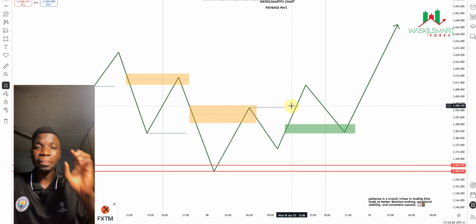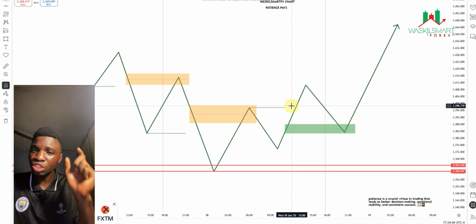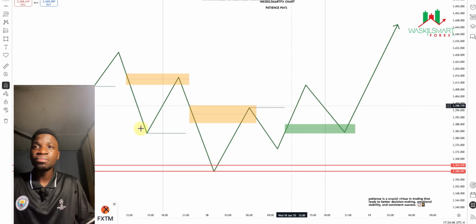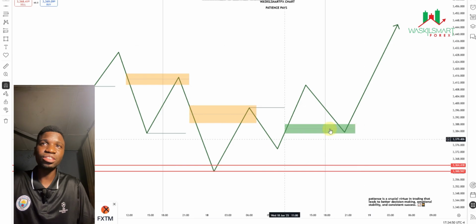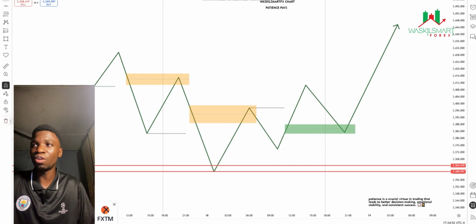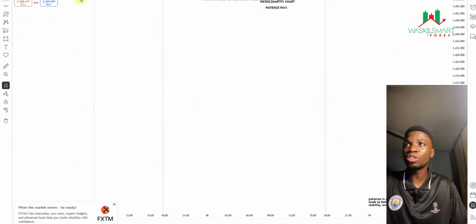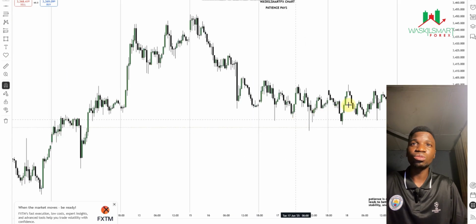The new fair value gap is what will give us the bullish continuation, which shows that this intermediate time low is a confirmed one. So that is the whole pattern, and that is what you are looking out for. So let's go into the chart. We'll be looking at gold.